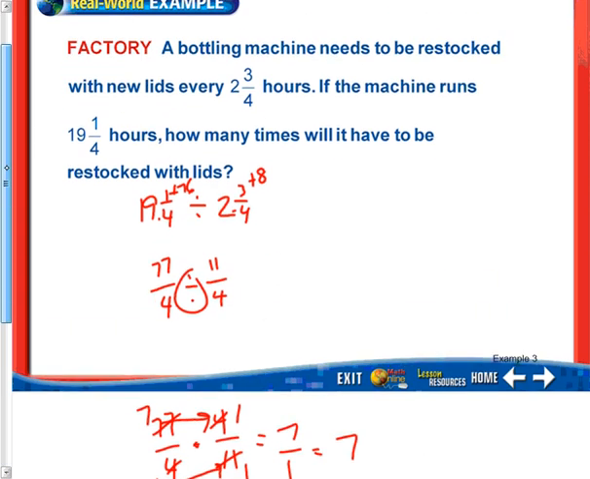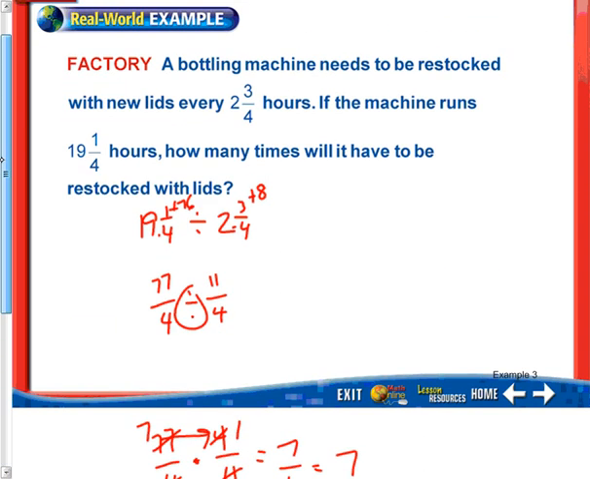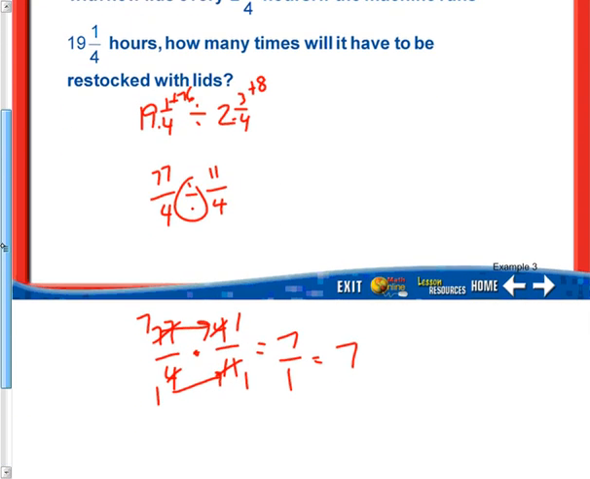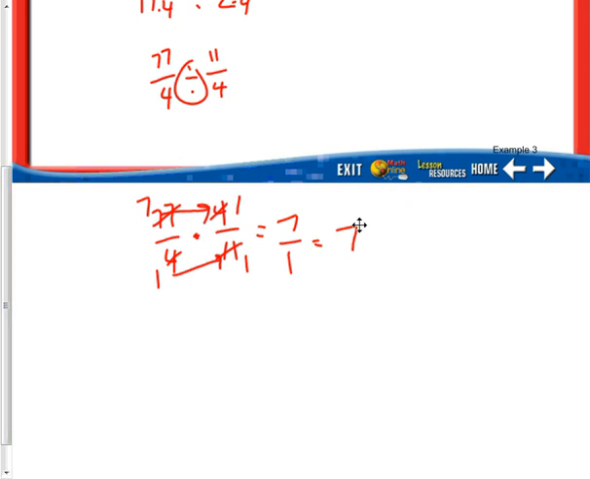And then I need to look at my units. So it's going to be how many times will it have to be restocked? So we'll say 7 times. And that'll be my answer.